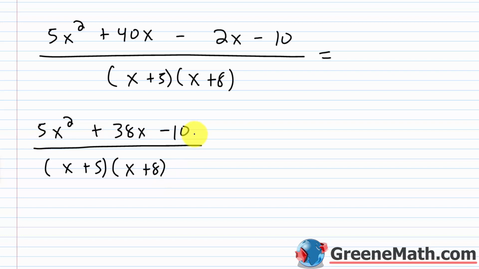I spent the time to show you in the first example that the numerator couldn't be factored using rational numbers. It's going to be the same thing with this one. This is a prime polynomial, the 5x squared plus 38x minus 10. So this is as simple as we can make this.